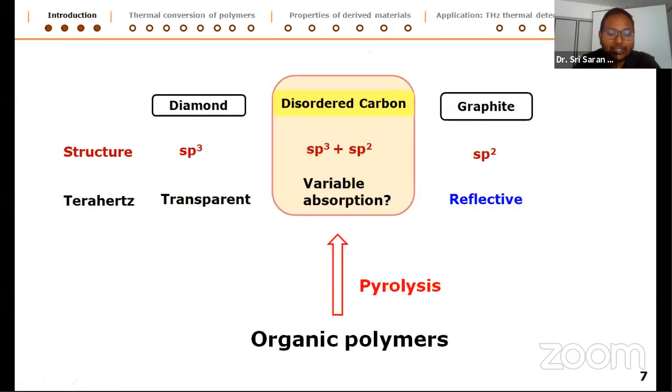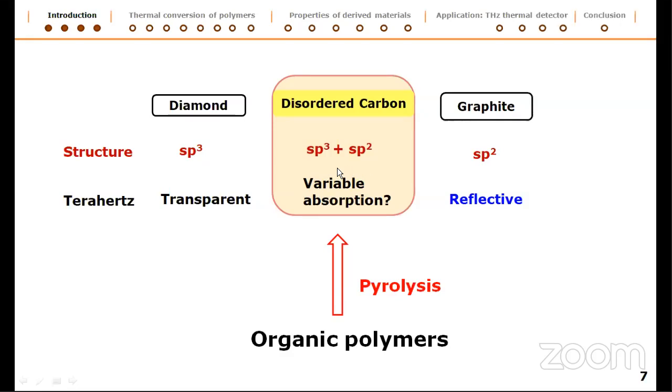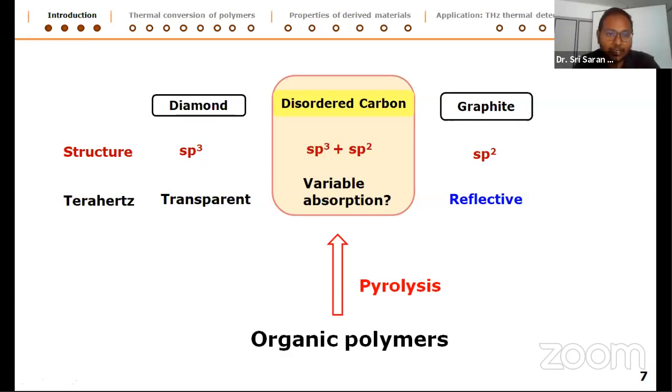So how do we achieve this? We thought, why not mix sp3 and sp2 compounds to make a disordered carbon, and that can give a variable absorption. But how to mix them? How do we really obtain a homogeneous material? So the approach is the pyrolysis of polymers, which can result in a disordered structure of carbon, and we don't know whether this disordered structure will be absorbing or reflecting. So that we are going to see in this study.